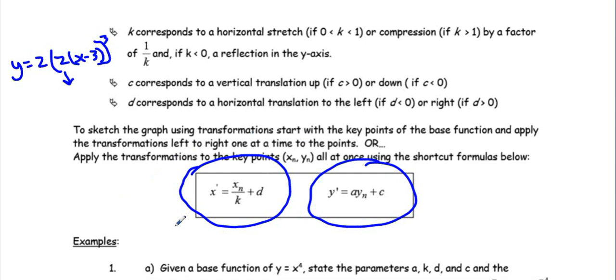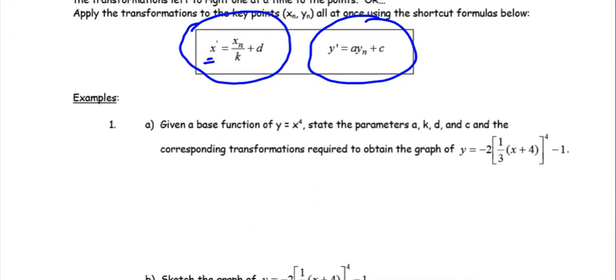Well, this little formula here will give you the final x value if you start with an x value and you apply these parameters to the original point. And so you don't have to do all of the transformations one at a time. You can do them all at once. So that's what this is saying here. Okay, so we will do an example in a second, and you'll see what I mean by doing that.